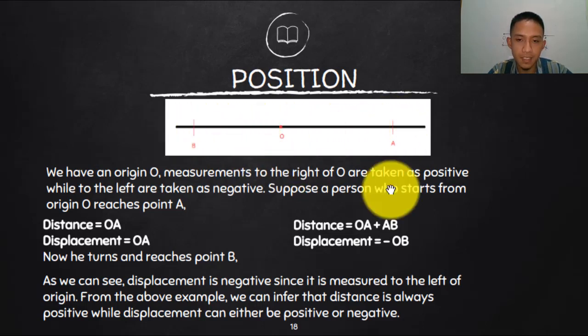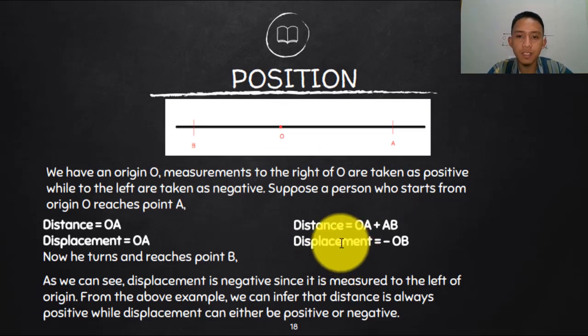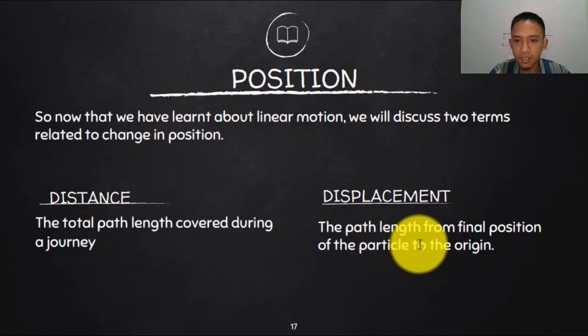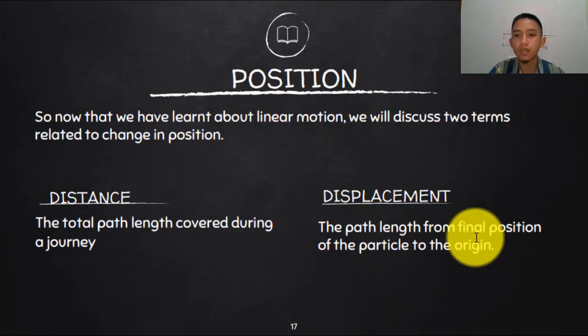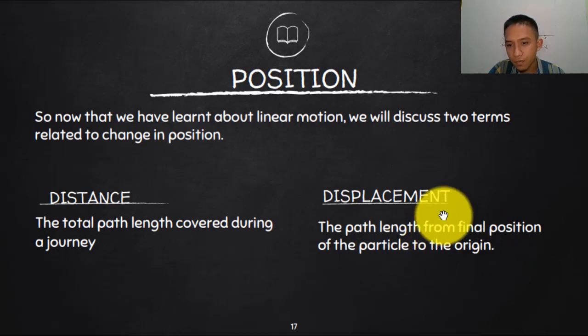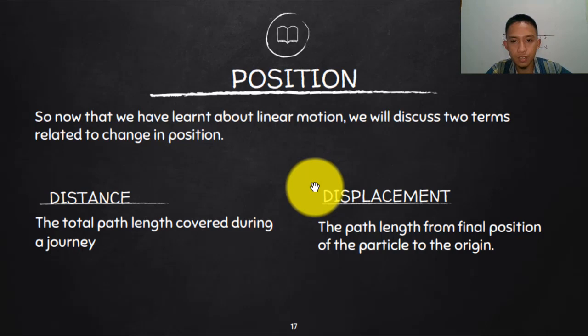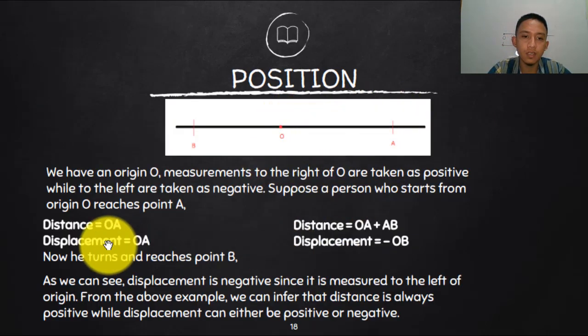That is distance. But how about displacement? We follow the sign convention. Going back to the definition, it is the path length from the final position of the particle to the origin. That is the distance from the final position to the origin position. If the person traveled from O to B, the origin is point O and the final position is point B. So what is the length there? That is your displacement, line BO or line OB.